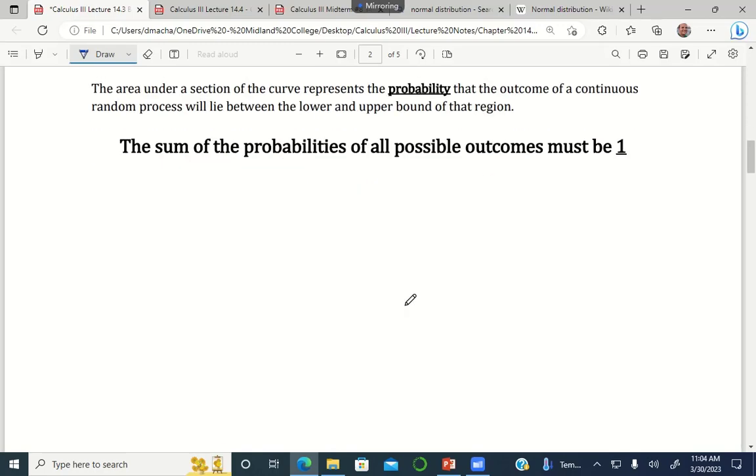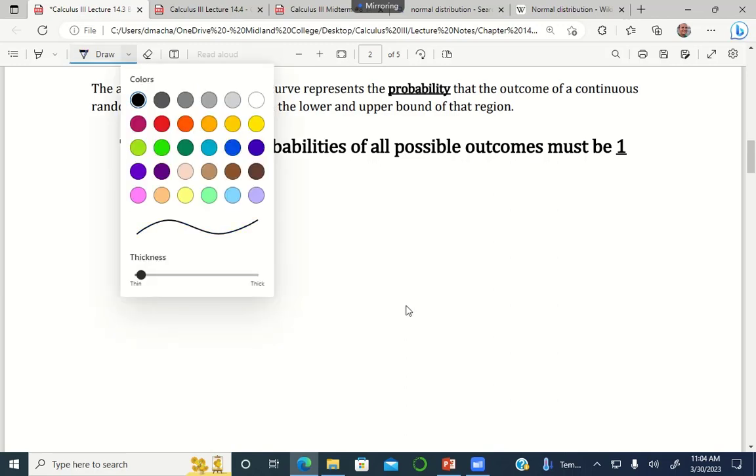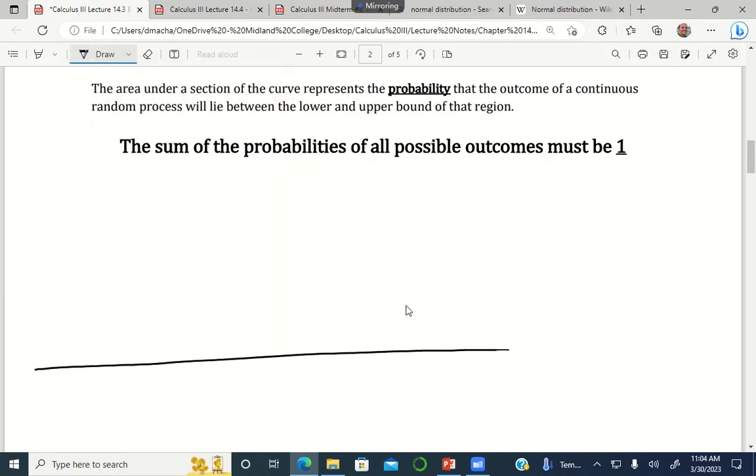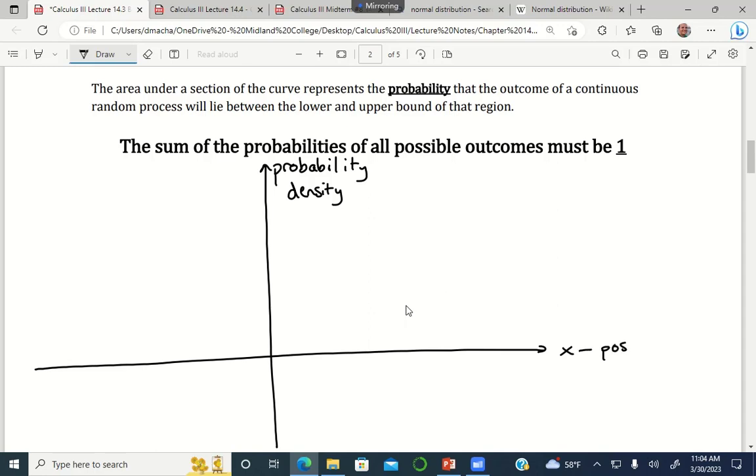So what you're looking at whenever you're looking at a bell curve, or the normal distribution probability density function, is on the vertical axis probability density, and on the horizontal axis, the horizontal axis represents all of the possible outcomes of a random process.